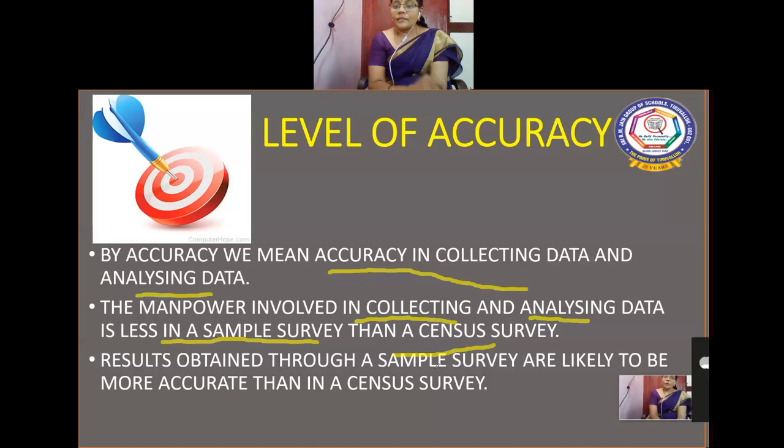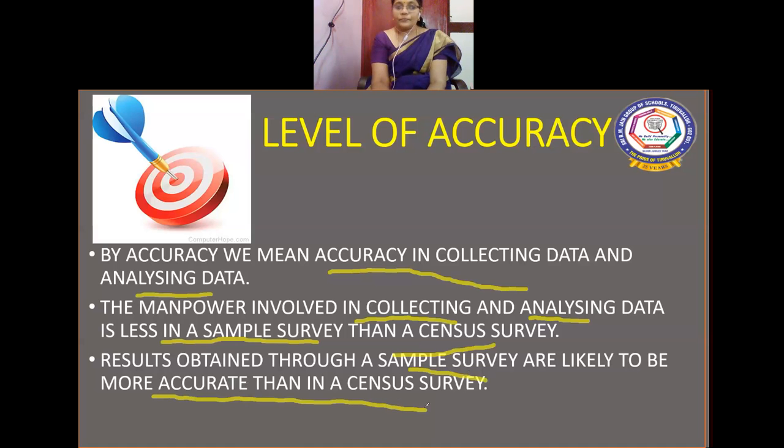If we train the manpower who are going to be involved in the collection of data, and supervise them, then there will be no chance for errors to creep into the data. So in the case of a sample survey, we can involve well-trained persons to get accurate data. The results obtained through a sample survey are likely to be more accurate than in a census survey.